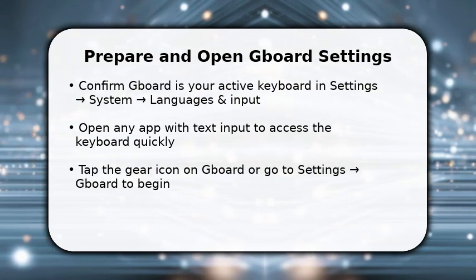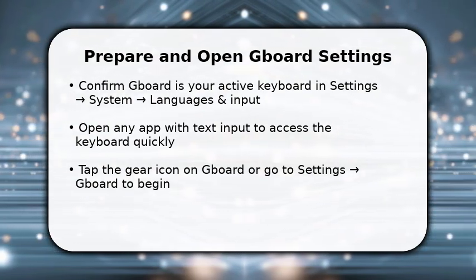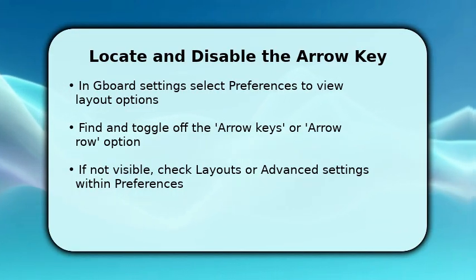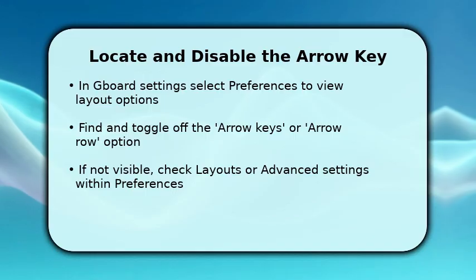Once inside Preferences, look specifically for layout controls labeled arrow keys or arrow row. Gboard sometimes moves this under Layouts or Advanced. Toggle that switch off to remove the extra arrow key row immediately.